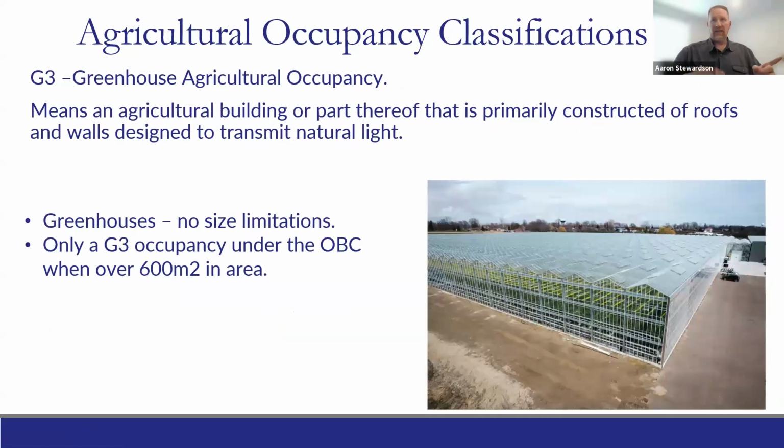The G3, I've purposely skipped G2. The G3 is our greenhouses. So G3 uses are greenhouses over the 600 meters squared. So these are your typical greenhouses that you see. Not much has changed with these, except now you're into a little bit different snow loading for the roofs of them.